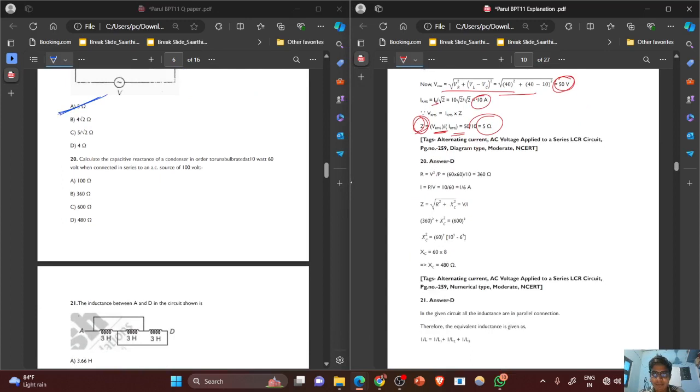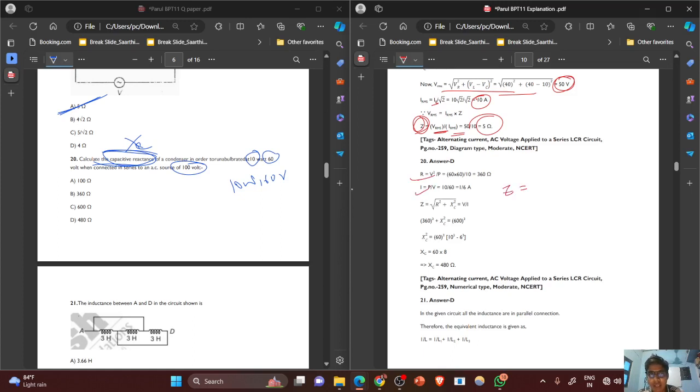Now moving ahead. Calculate the capacitive reactance. It is asking about the capacitive reactance, XC, of an appliance rated 10 watt and 60 volt, when connected to an AC source of 100 volt. Now moving to the solution. We know resistor equals V square by P. We want to calculate the resistor of the appliance. From here we get the value of resistance, and by using power and V, we get the value of current.